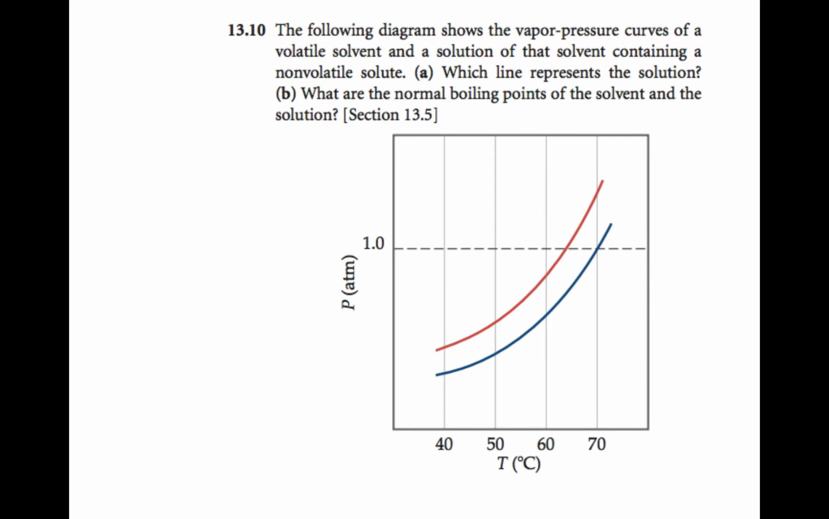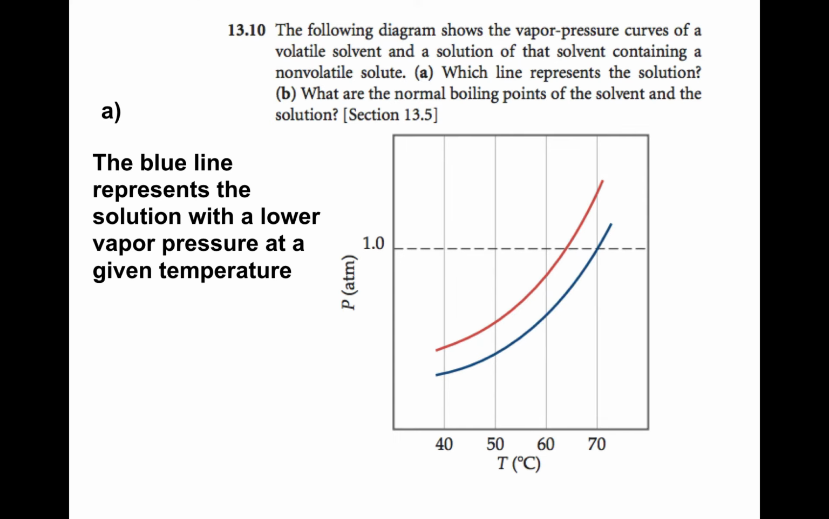The following diagram shows the vapor pressure curves of a volatile solvent and a solution of that solvent containing a non-volatile solute. Okay, which line represents the solution? The blue line represents the solution with a lower vapor pressure at a given temperature. So if I follow the line at 50 up, I hit the blue line at a lower vapor pressure. So the question is why? Why is the vapor pressure lower when you have this solute dissolved in the volatile solvent?